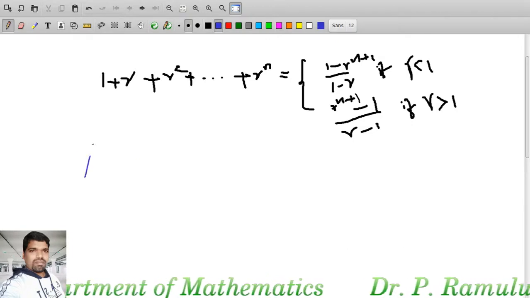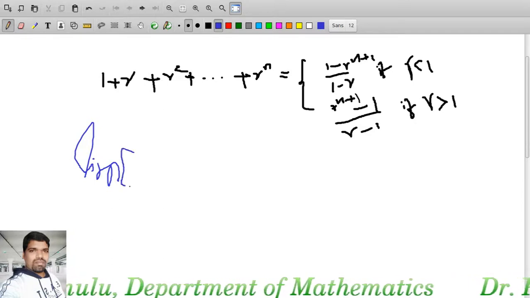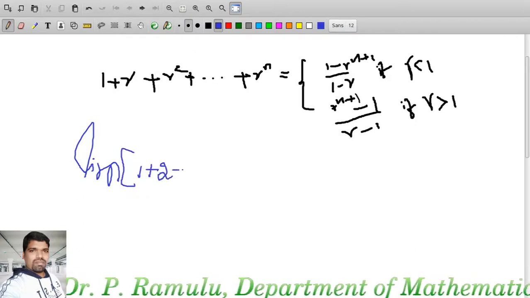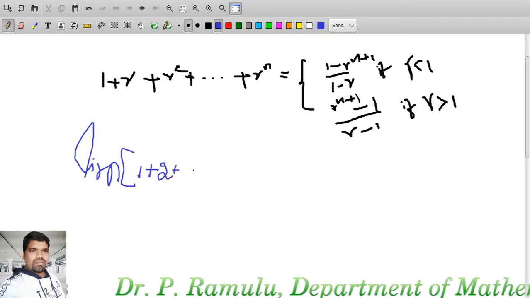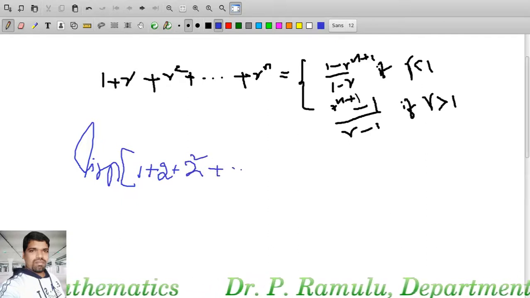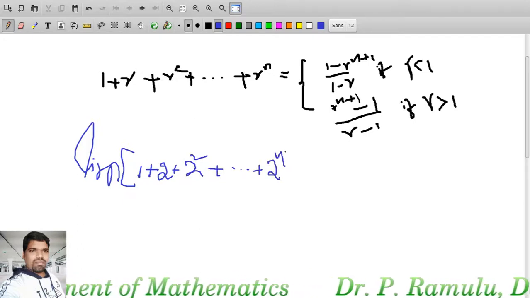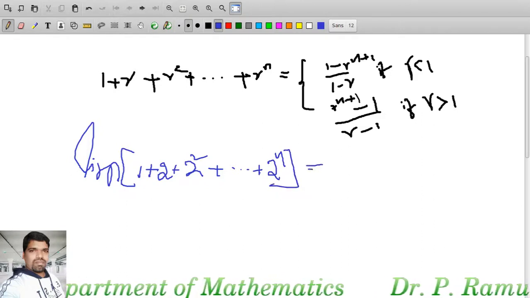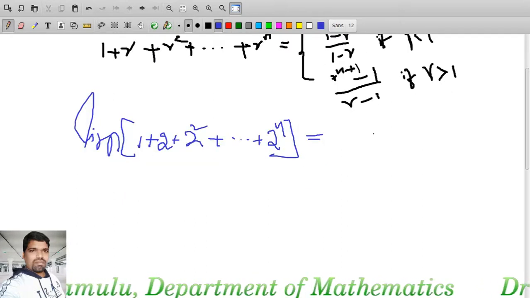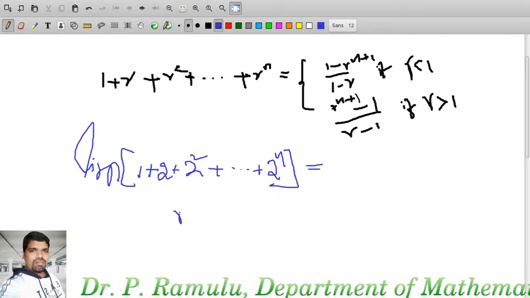Here we have to find, what can I find? I want to find the limit of 1 plus 2 plus 2 square plus ... plus 2 power n, that equals, here my 2, here you find 1. For that I want to write 1 plus r plus r square plus ... plus r power n equals, what we know. Here r is greater than 1, r equals how much? r is equal to 2.